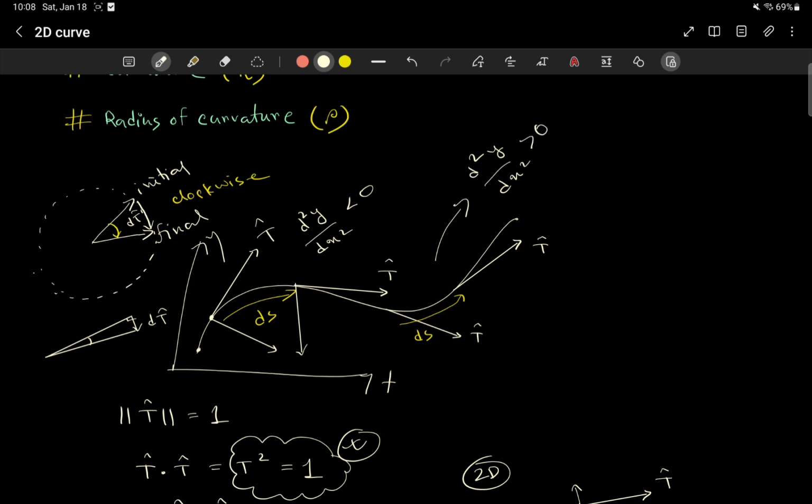So for both of which we will consider this is the initial, this is the final. So this is the initial one, this is the final one. And the change is in this direction, and if we consider ds to be really small, then the direction must be this. And for this, the direction must be something like this. So for concave down we will get something like this, and for concave up we will get something like this. And it does really make sense.